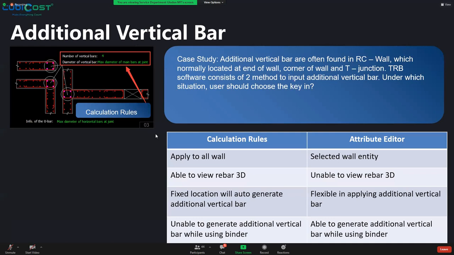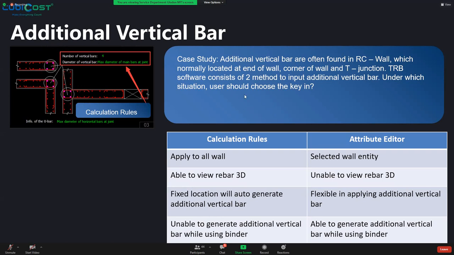Now, the next often asked question: additional vertical bar. Case study. Additional bars are often found in RC walls, normally located at the end of the wall and at T junctions. Normally we will find this kind of additional vertical bar, as shown in this drawing. This is the normal location where you can find those additional vertical bars placed.